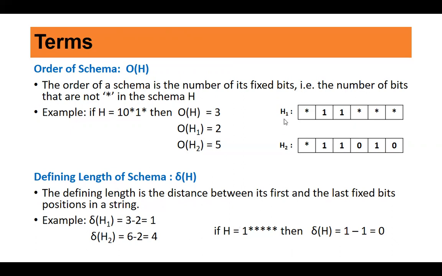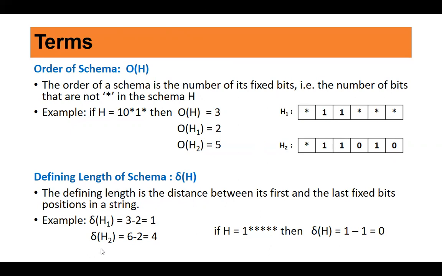If you look at the defining length of H1, it says to take the first and the last position of the fixed bits. Now the fixed bit starts at position 2, like this is 1, 2, 3, 4, 5, 6. There are 6 positions, right? So the first fixed bit position is 2 and the last fixed bit position is 3. So it is 3 minus 2, that is 1. So the defining length of schema H1 is 1, represented using delta H1.